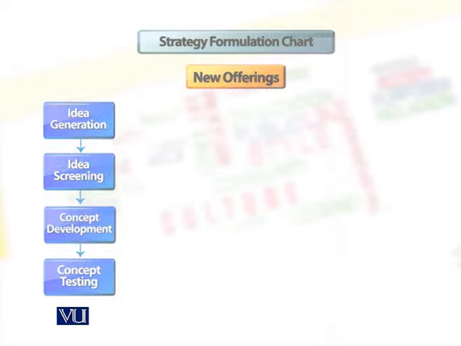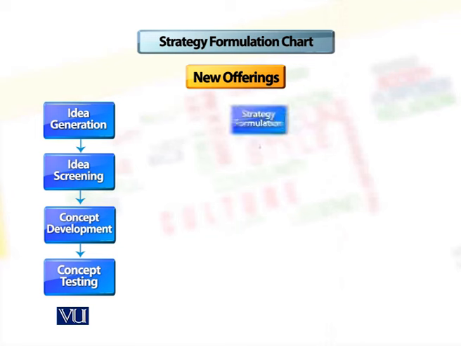What are the improvements that still are to be brought about, and what are the adjustments that we need to make? So these are, I would say, the kind of strategic fine-tuning steps that we take at this particular phase. And from there, we move on to strategy formulation.